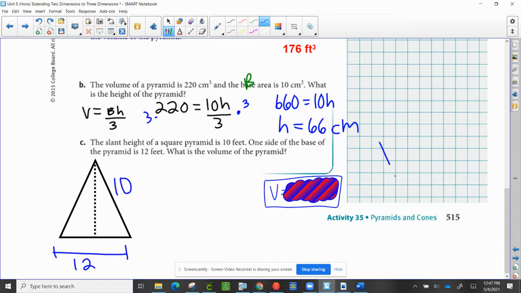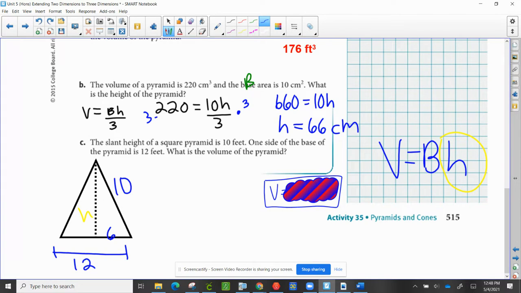But in order to find the volume, we need big B times H. So essentially, we need the height. We need to figure out the H. So let's look here. If this is 12, that makes this little piece 6, right? Because it will drop perpendicular and cut it in half. So I'm going to have you guys find H for me.